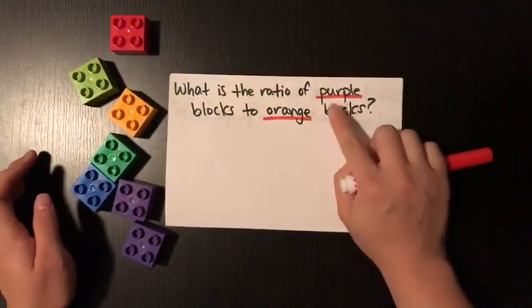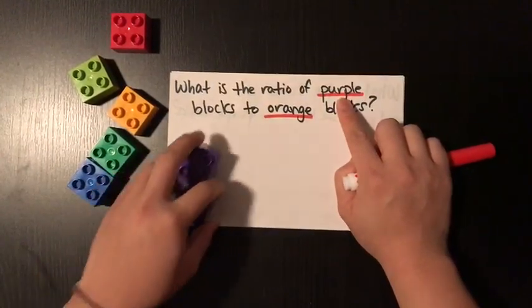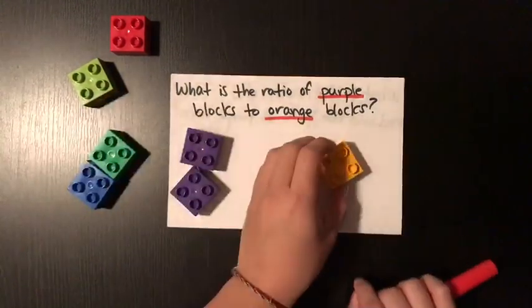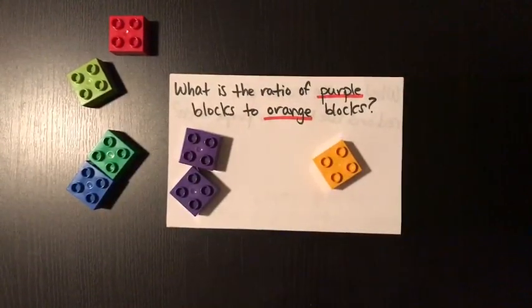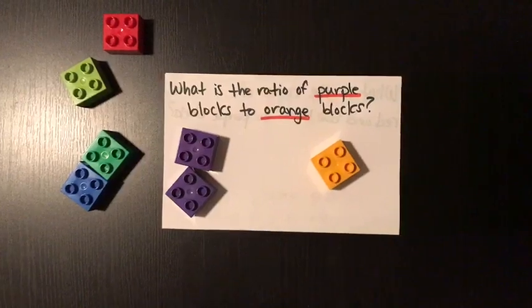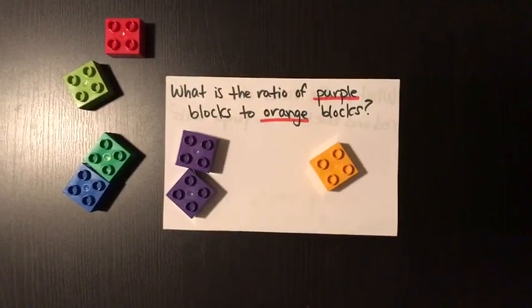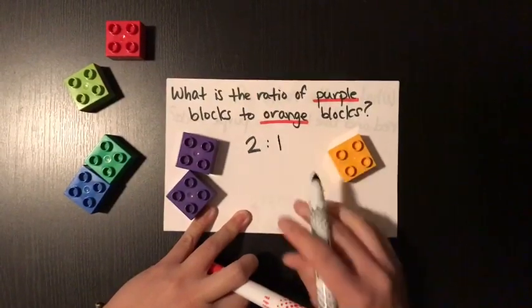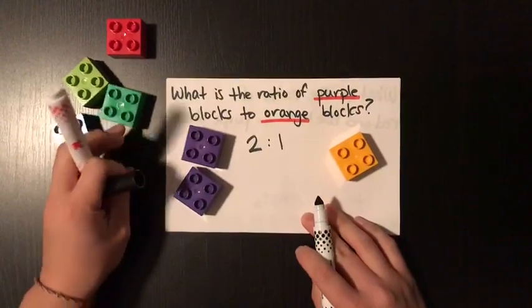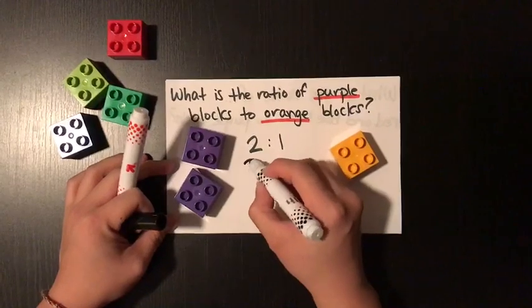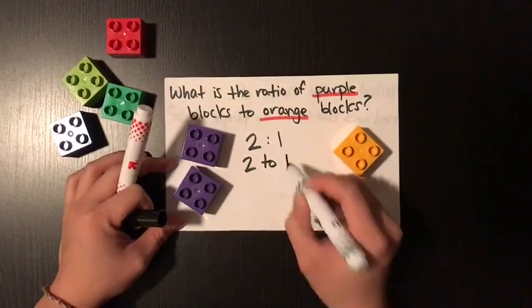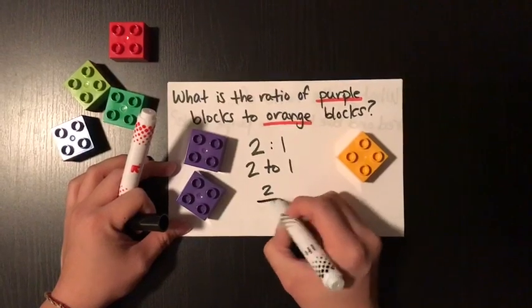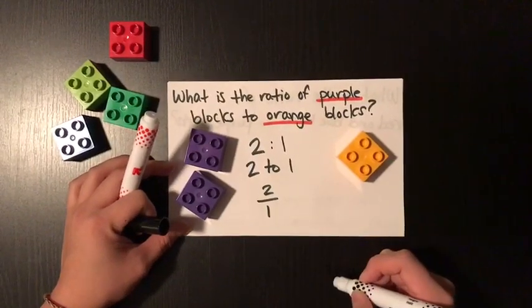So first we want to see how many purple blocks we have. We have 2 purple blocks. How many orange blocks do we have? We have 1 orange block. So we can write this in 3 different ways. We can write this using a colon: 2 purple blocks to 1 orange block. We can write this using words: 2 purple blocks to 1 orange block. Or we can write this using a fraction, 2 purple blocks over 1 orange block.